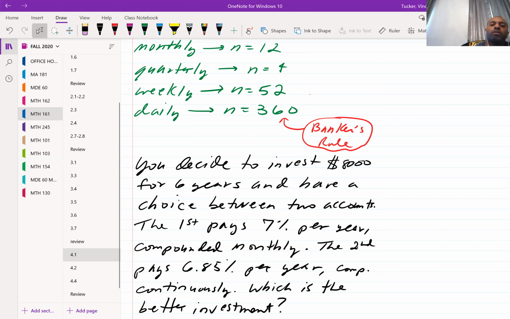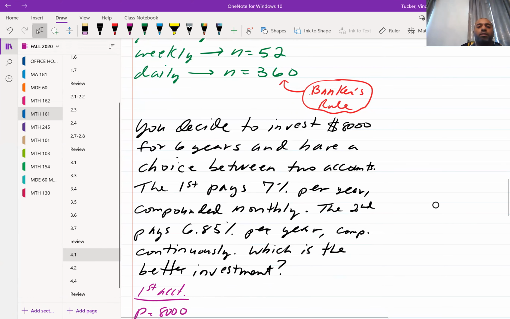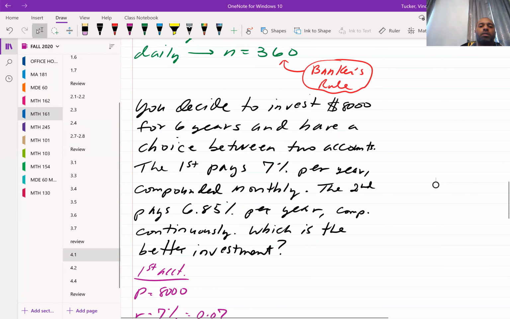All right. So once again, you decide to invest $8,000 for 6 years and have a choice between two accounts. The first pays 7% per year, compounded monthly. The second pays 6.85% per year, compounded continuously. Which is the better investment? So looking at the information that we have, write down with the green.